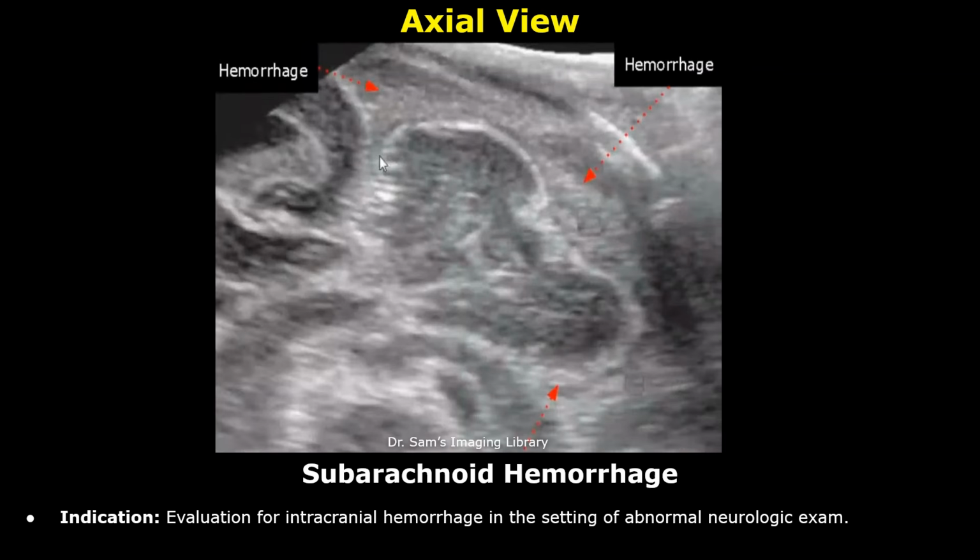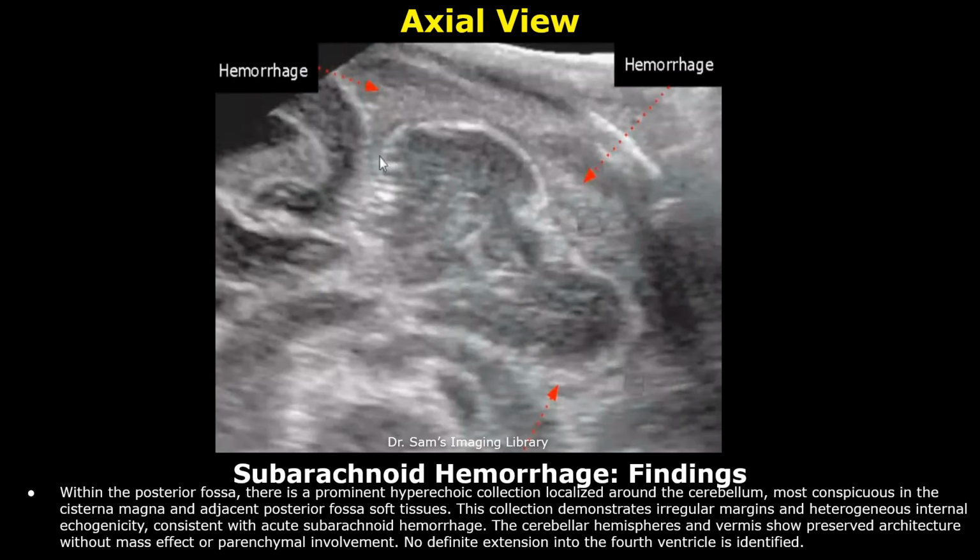Here's a case of subarachnoid hemorrhage. Indication: evaluation for intracranial hemorrhage in the setting of abnormal neurologic exam. Findings: within the posterior fossa, there is a prominent hyperechoic collection localized around the cerebellum, most conspicuous in the cisterna magna and adjacent posterior fossa soft tissues.